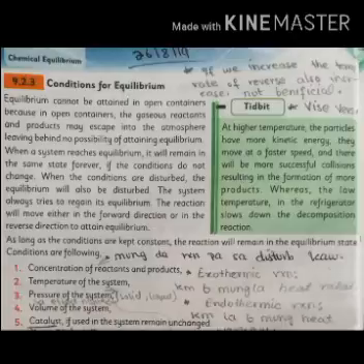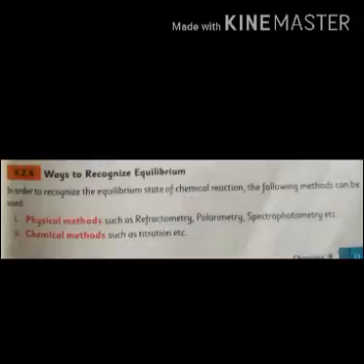The first one is concentration of reactants and products. Second is temperature of the system. Third is pressure of the system. Fourth is volume of the system. Fifth is catalyst, if used in the system, it remains unchanged. Now what is a catalyst? A catalyst is a chemical substance that speeds up a chemical reaction. So the fifth condition is the catalyst, if it is required in the system, it will remain unchanged.